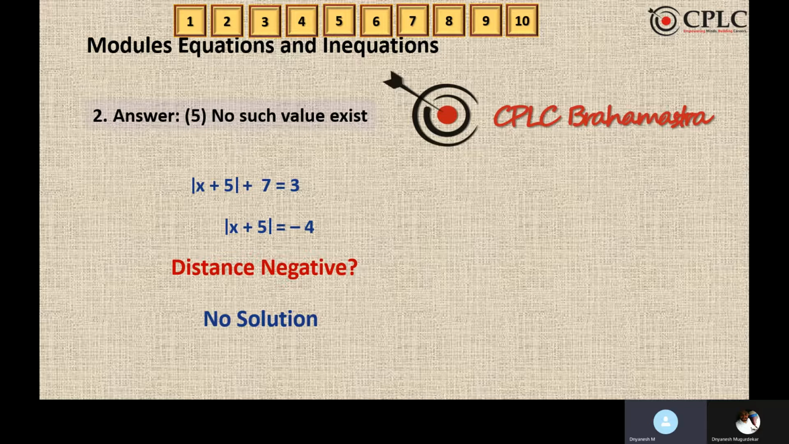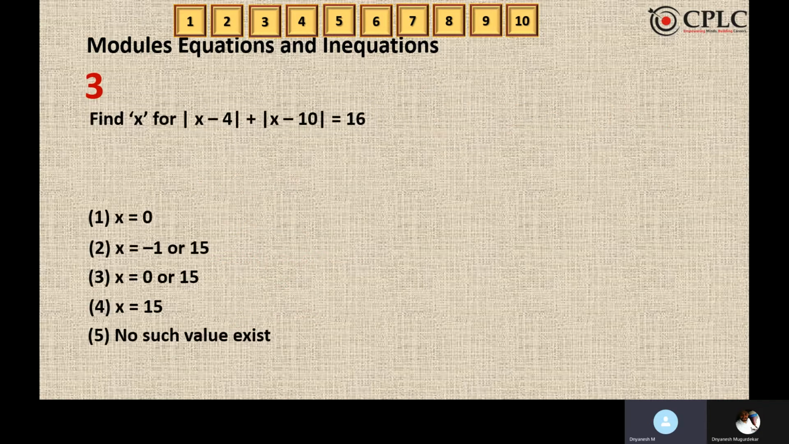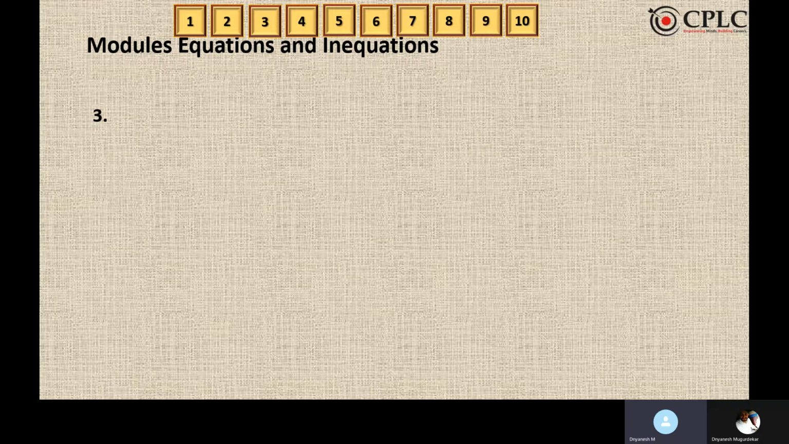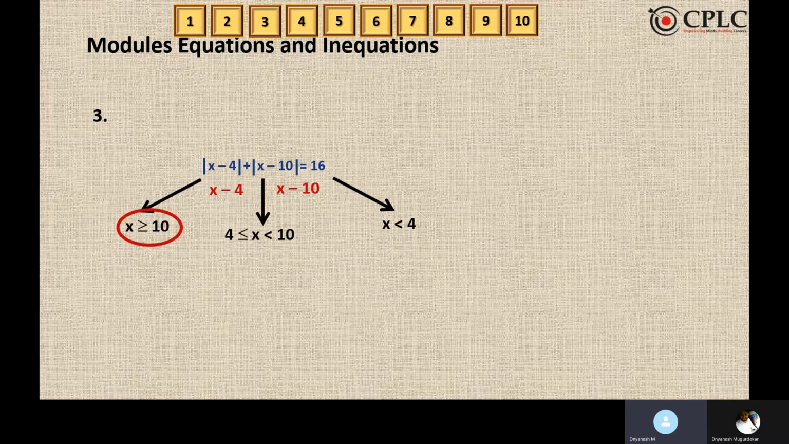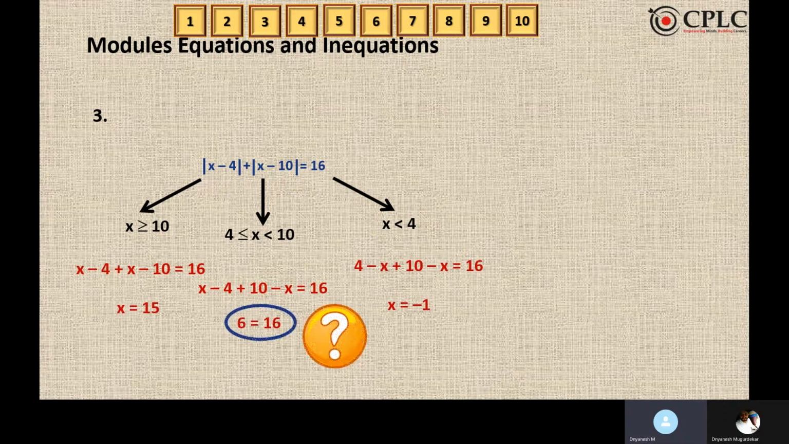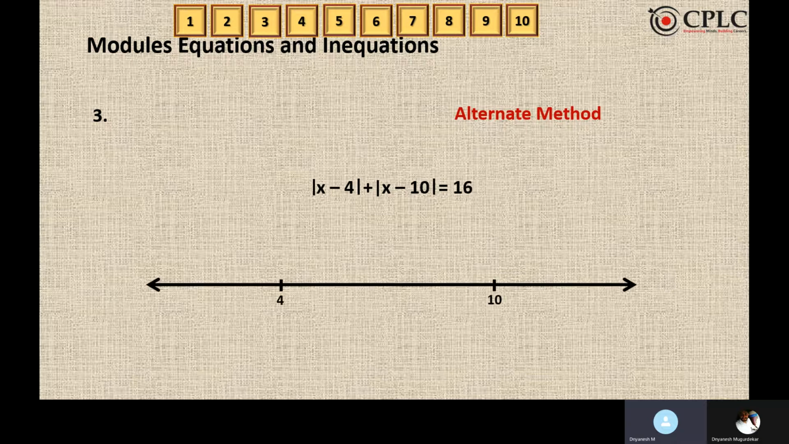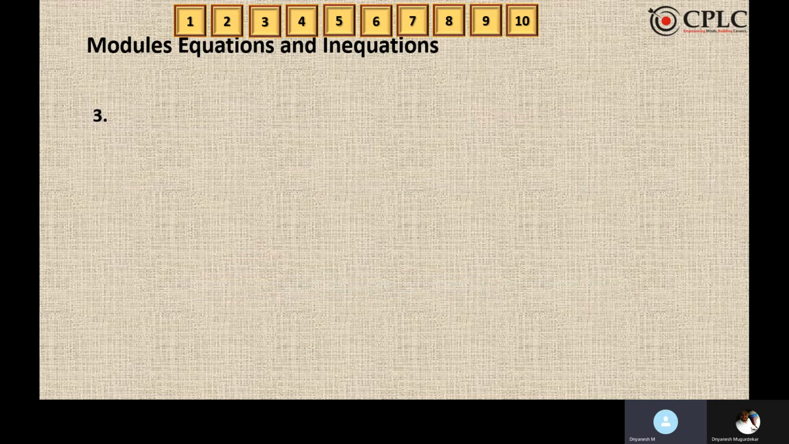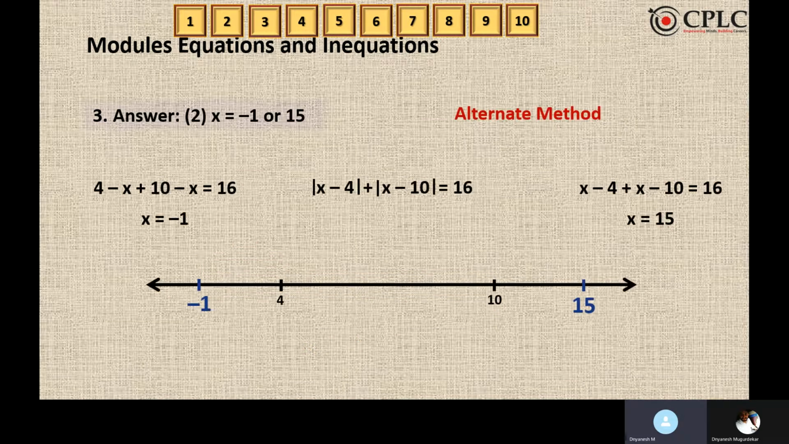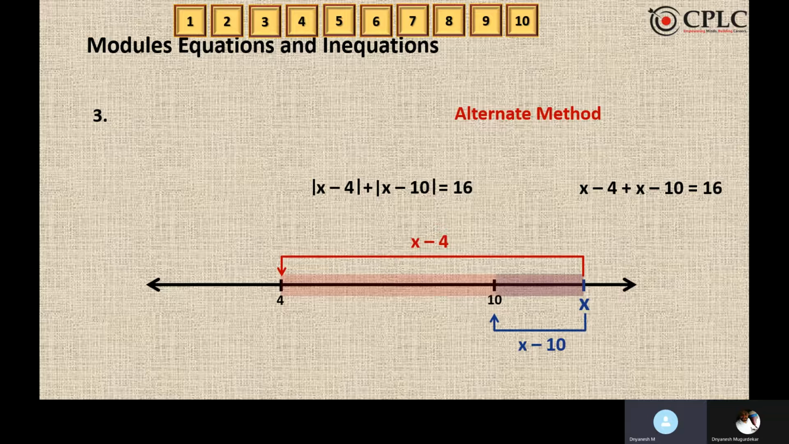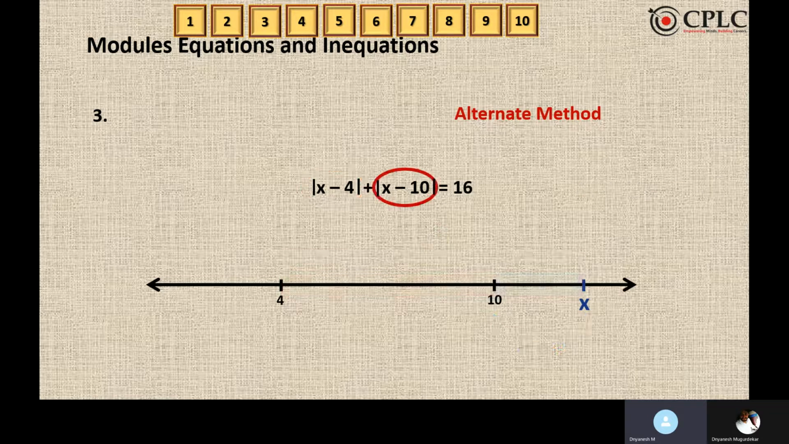So the first couple of questions are very basic. Let's add a layer to that by introducing one more modulus. Now this is where it gets interesting. There's a specific approach that we are going to follow as far as modulus equations and inequations are concerned for all these cases. First of all, consider the 2 points on the number line. The 2 points on the number line are 4 and 10 respectively. And you find out the actual distance between those 2 points. When you do that, you realize that between 4 and 10, it is 6 units of distance.